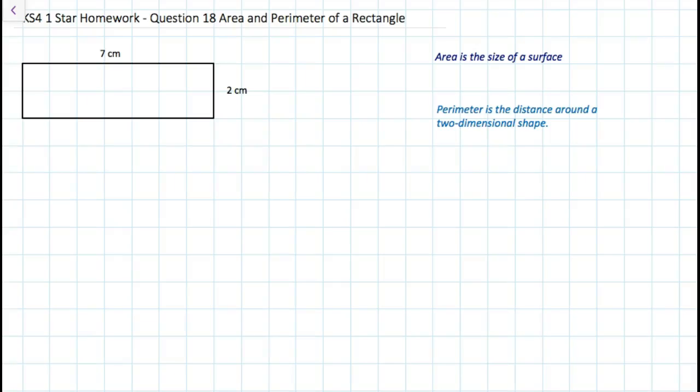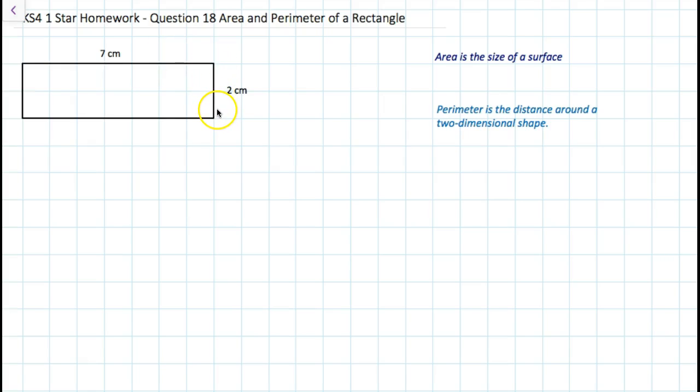In this video, we're going to look at area and perimeter of a rectangle. So first of all, we need to understand a little bit about what these words mean. So area is the size of a surface. Perimeter is the distance around a two-dimensional shape. So we can see here that this rectangle is 7 centimetres long and 2 centimetres wide.